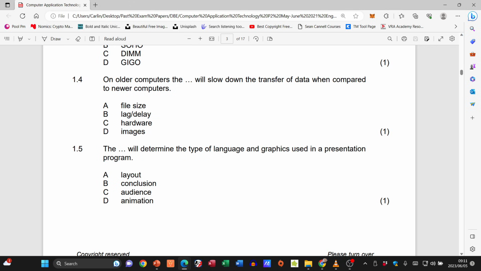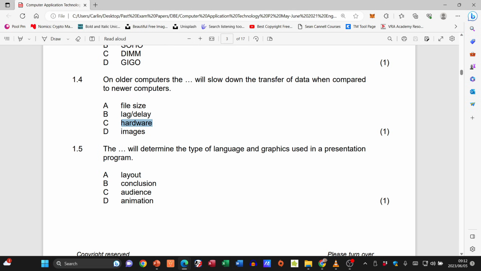Okay, 1.4. On older computers, which one of these will slow down the transfer of data when compared to newer computers? What is going to slow down the transfer of data? Is the file size going to slow down the transfer of data? Is the lag, when we talk about this, we're talking about like streaming. The images, no. It's going to be the hardware, right? The hardware will slow down the transfer of data.